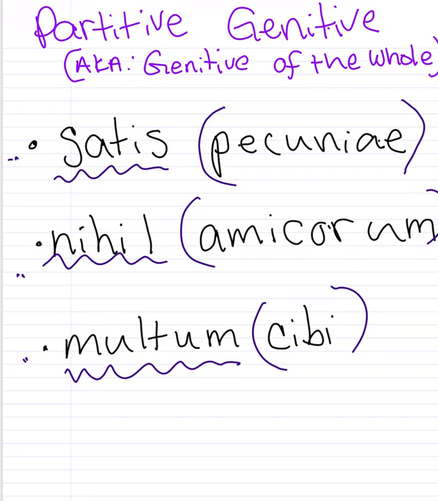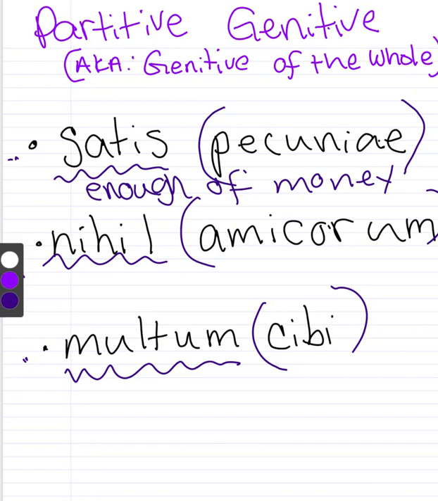If you were to translate it literally, like satis pecuniae, it would be enough of money. So if you had the word habeo at the end, it would say, I have enough of money. But the reason why it's difficult for us English speakers is we would never say enough of money. We would just drop the of and just say we have enough money.